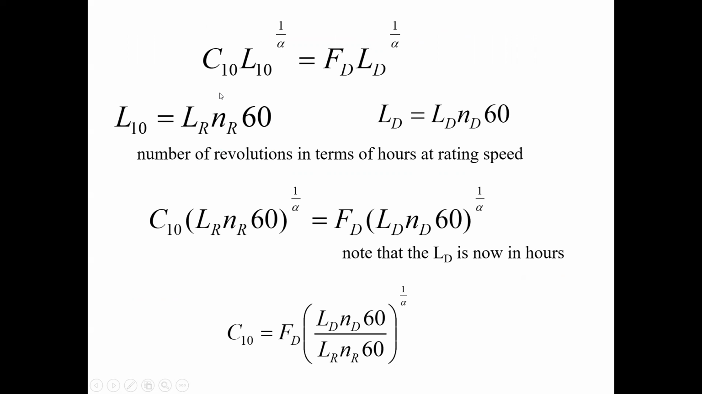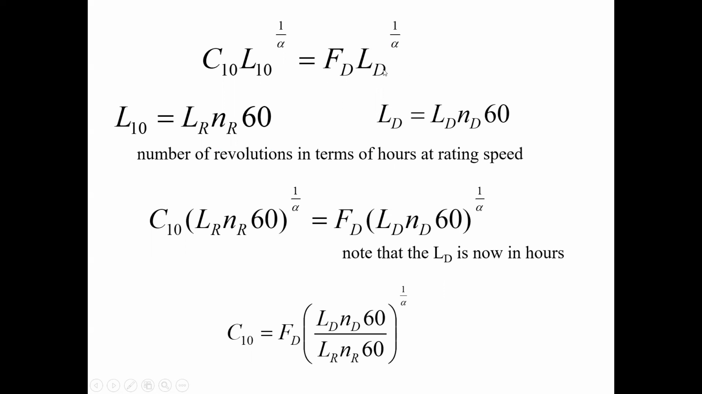You can put the idea that C10 and L10 are from the catalog. That means it's already done from experiment. They put it in one very thick catalog. C10 and L10 are already pre-recorded. FD and LD are the desirable values. That means the input is from the real case, the external case.